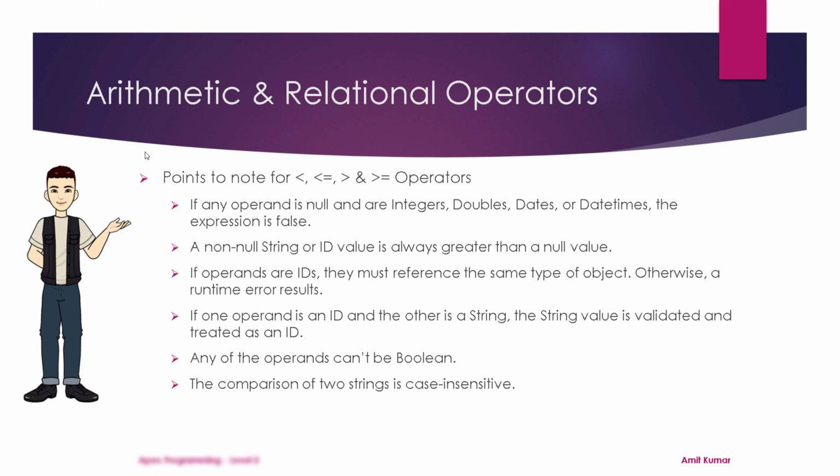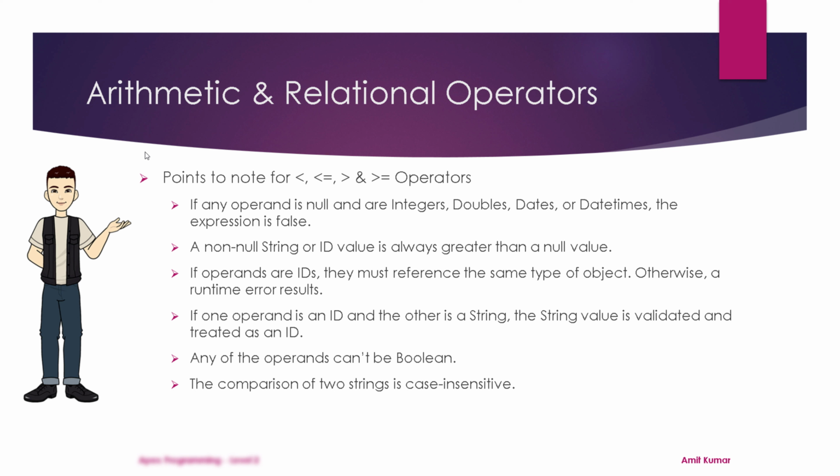Points to note for less than equals to, greater than and greater than equals to operator. So if any operand is null and are integers, double, dates or date times, the expression is false. So if you are using integer, double, dates or date times and any of the operand is null, then less than equals to, greater than and greater than equals to will always give false. A non-null string or ID value is always greater than a null value. So if you are using a non-null string or a non-null ID and you are comparing it with a null, so definitely a non-null string, a string containing any value, will always be greater than the null.